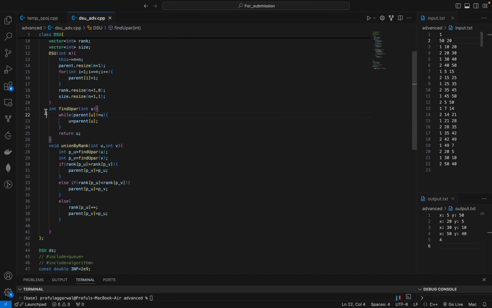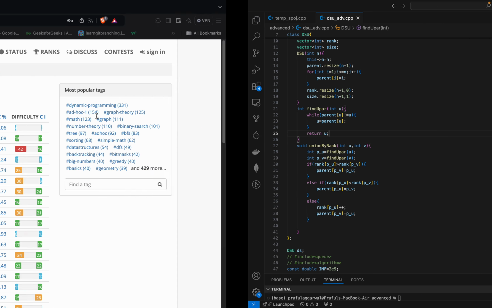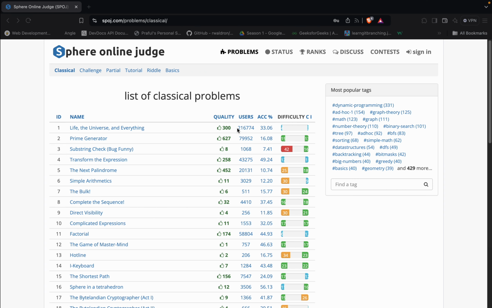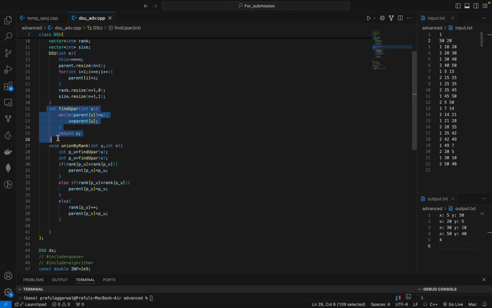So there are two functions. One is find ultimate parent. What find ultimate parent does is it returns the ultimate parent of a node. For example, if there are these four nodes, now if I have to find the ultimate parent of 3, the parent of 3 is 2, then the parent of 2 is 1, then the parent of 1 is 1 itself, there's no more parents, so that means the ultimate parent of 3 is 1. So this is what the ultimate parent is, and this is how we calculate this.